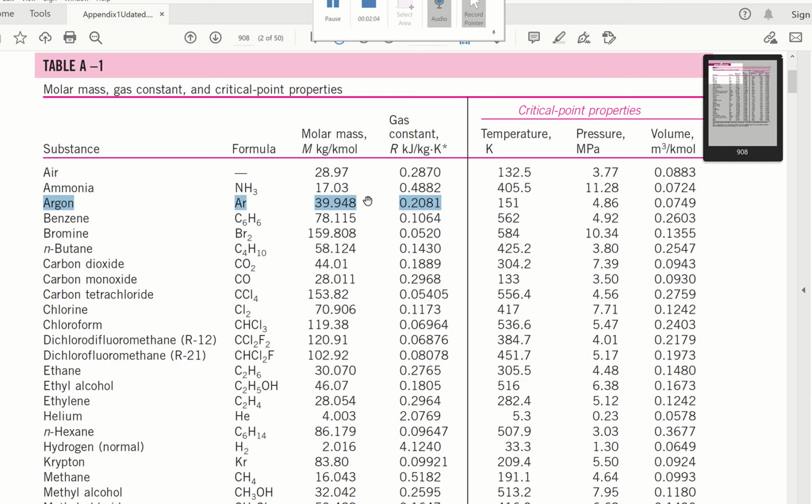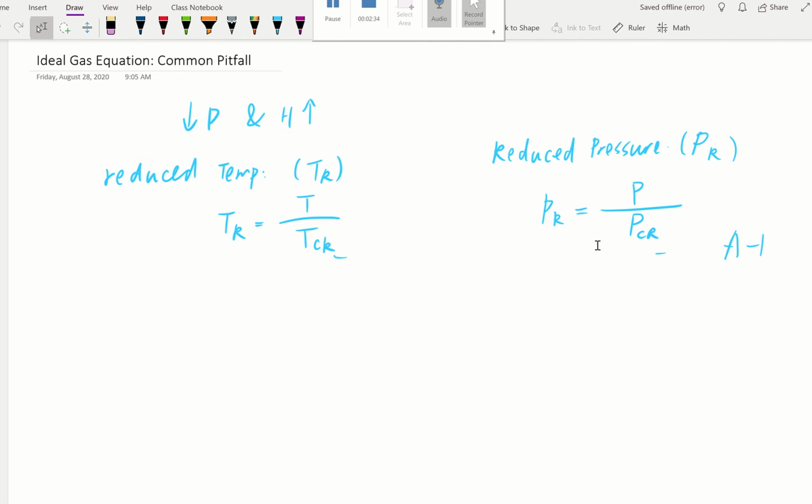Let's take a look at it. Yes, it is on table A1. There are critical point properties. For example, for air, that's the critical temperature, and that's the critical pressure, which is 3.77 megapascal. Then we compare the given pressure and given temperature with these critical values.